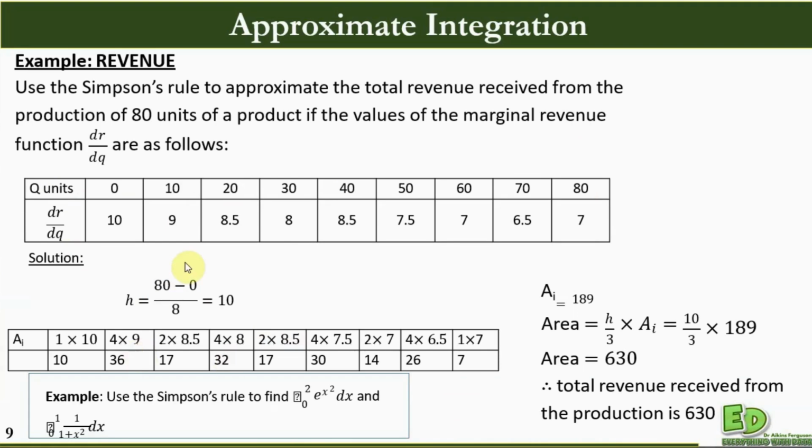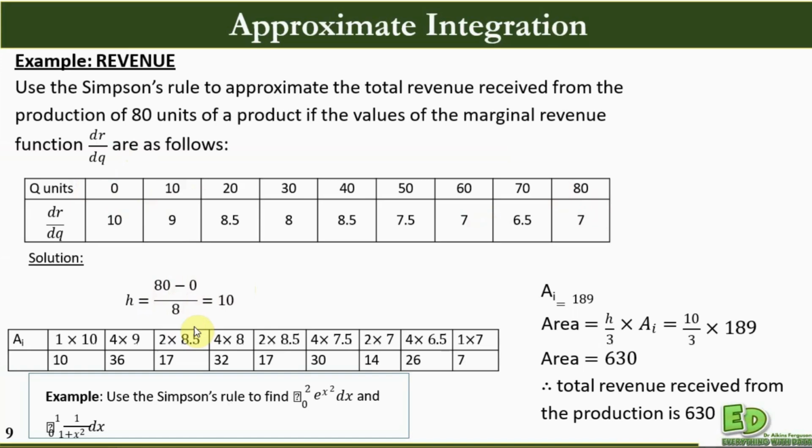Okay, so we have the quantities here, the marginal revenue values here, right? But how do you find our h? Remember, the ranges of the product start from 0 to 80 units. So we were given here already that we're going to find the total revenue from the production of 80 units. So it means that the upper limit is 80, the lower limit is 0, right? Upper limit here, lower limit here. So 80 minus 0 over n.